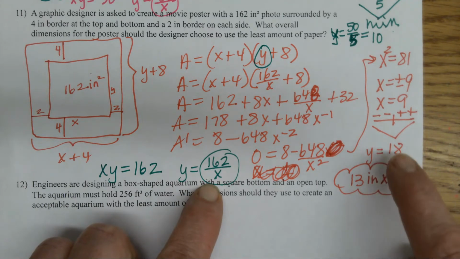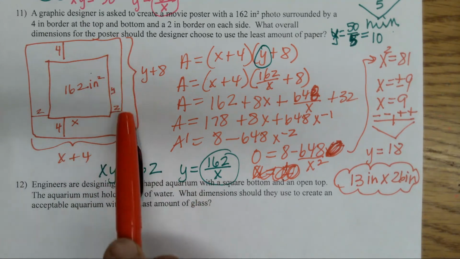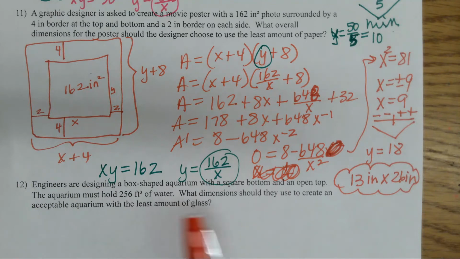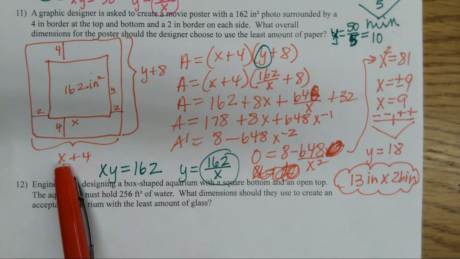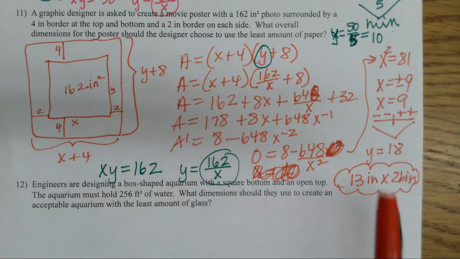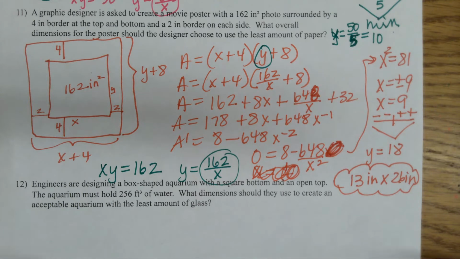And then I took both of those pieces and put them into the real dimensions, the total dimensions of the poster. So I took x, which was 9, and added 4. I took y, which was 18, and added 8. And so my final dimensions were 13 inches by 26 inches.